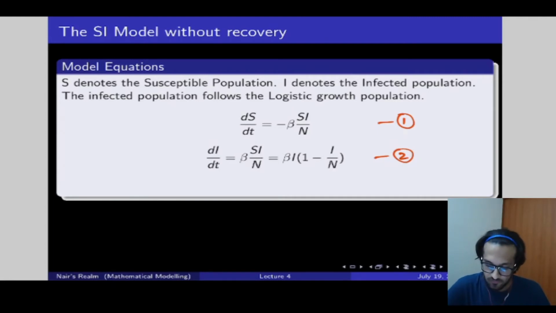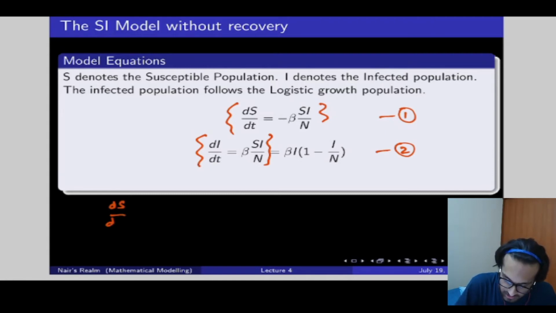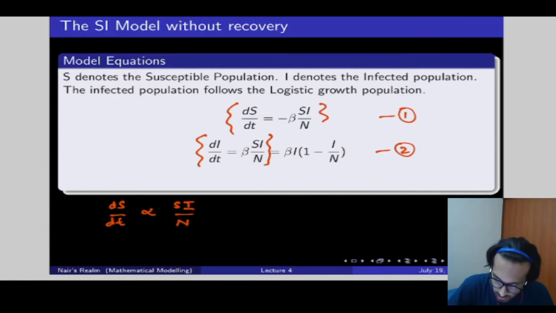Now the thing is, if you see, the rate of change of susceptible population is equal to minus beta S into I divided by N. And dI by dt, so we'll just look at these two things for now. So what it says is the rate of change of susceptible population is directly proportional to this. So what is this? You might ask, what is S into I divided by N? If you think about it, I'm going to write this term as S into I by N.